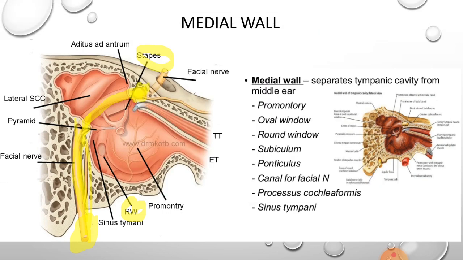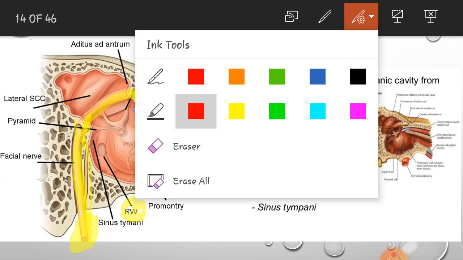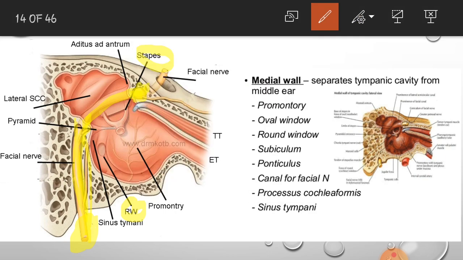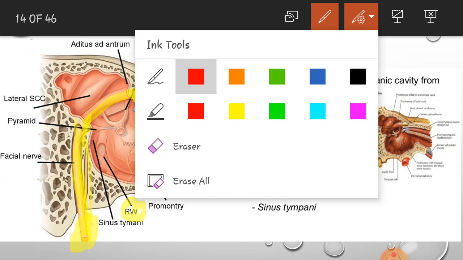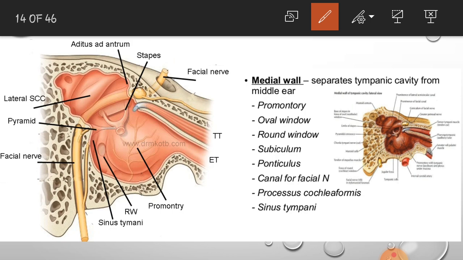I want you to have a look at this thing. Now you can see the tensor tympani muscle above this. I have lined where I put the red line. This is the bony shelf in the medial wall of the tympanic cavity.